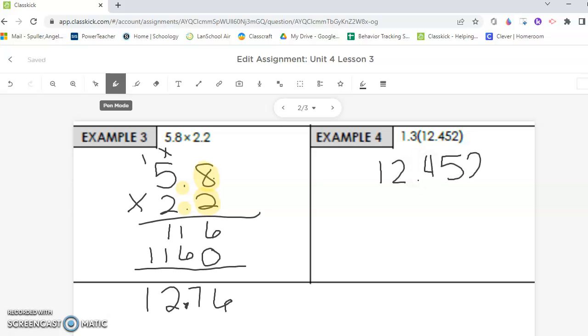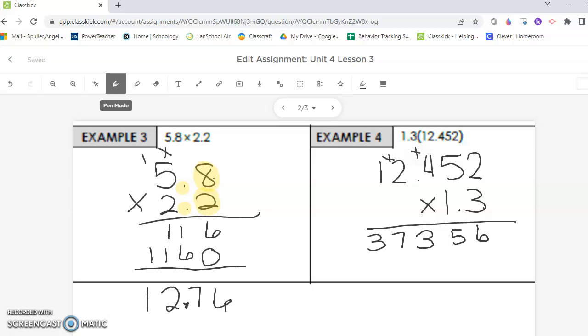All right, now I'm going to take the bigger number, 12.452. Remember, we're multiplying that number by the number outside of the bracket, 0.13. 3 times 2 is 6. 3 times 5 is 15. Carry the 1. 3 times 4 is 12. Plus 1 is 13. Carry the 1. 3 times 2 is 6. Plus 1 is 7. And 3 times 1 is 3.